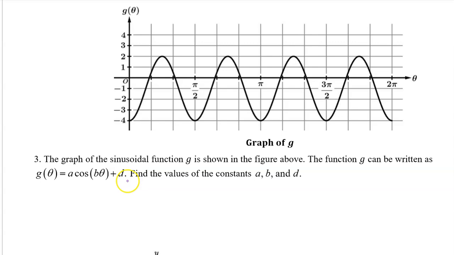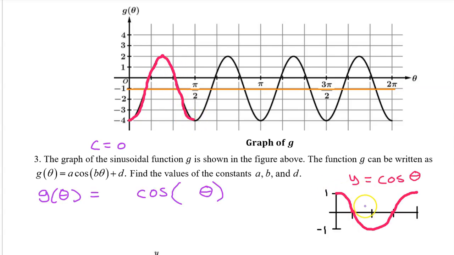Let's do the same thing again for number 3. Again, there is no c value, meaning that c is equal to 0, meaning that there is no phase shift. Therefore, one period of this function will start right at 0 like this. We have memorized that the parent function y equals cosine theta looks like this, and this period is upside down compared to the parent function, so the a value will be a negative number. Specifically, the a value will be the opposite of the amplitude.